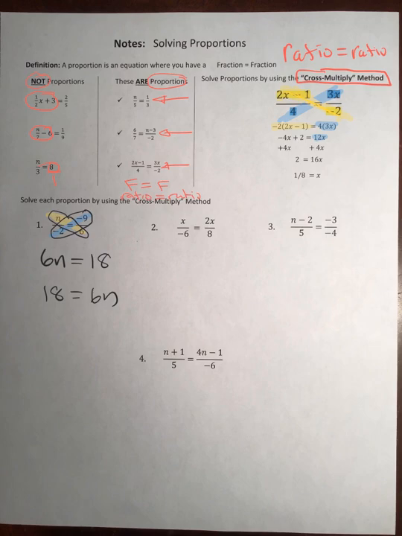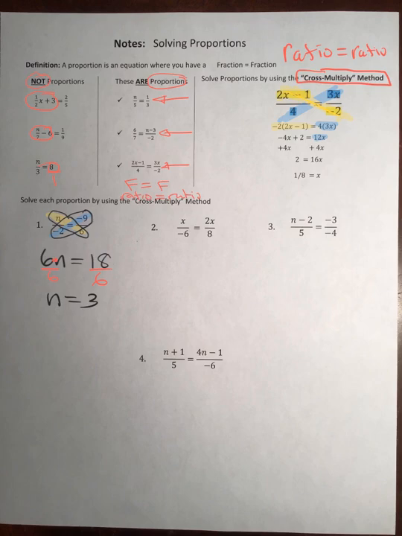And then you finish solving. So now, since we have all the variables on one side, we can undo multiplication by dividing both sides by 6. And that gives us n equals 6 times 3. That gives us n equals 3.